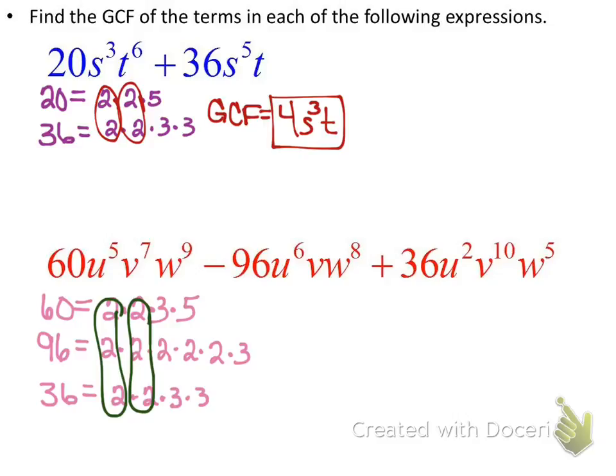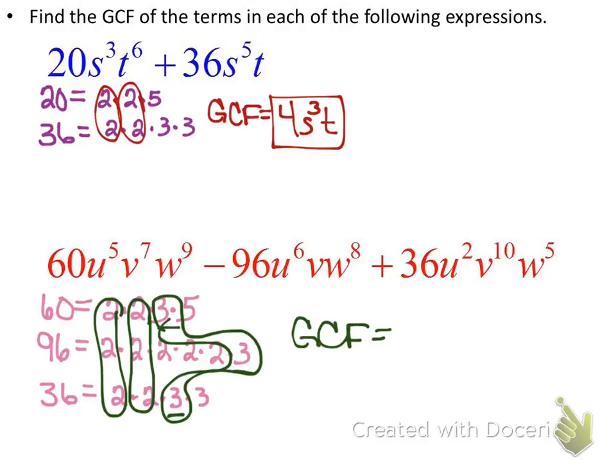Instead of doing a sloppy circle, I'm just going to put an underline. It doesn't matter. So then my greatest common factor is 2 times 2 is 4. 4 times 3 is 12. So you have a group of 2s and a group of 3s. So we circled a 2 and a 3, and we multiply those together, we get 12.